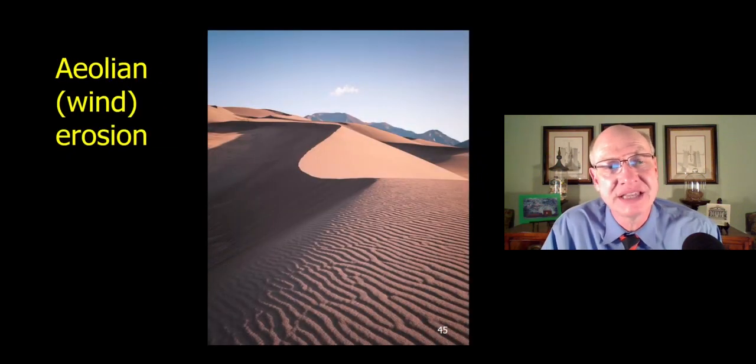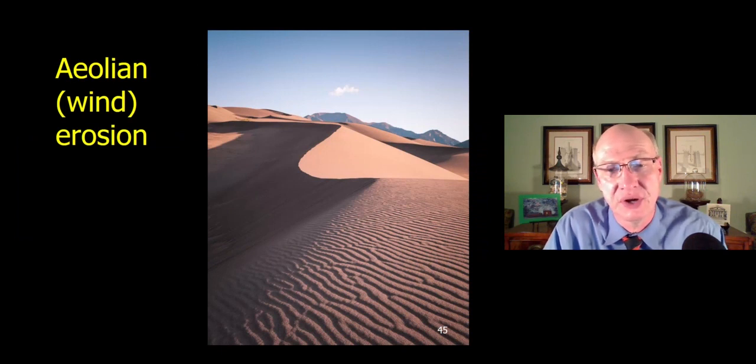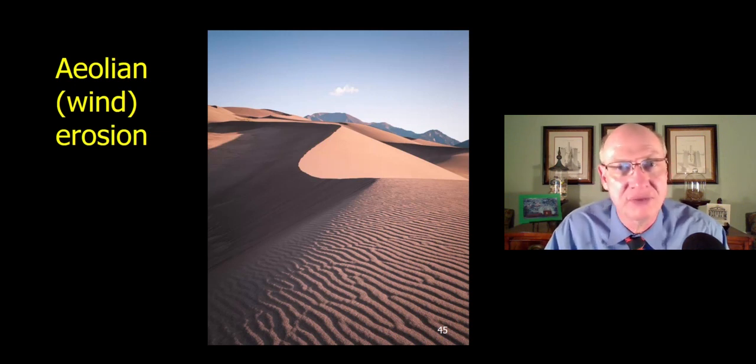A second process is wind erosion, or aeolian erosion, on the surface of the Earth. This is the Great Sand Dunes National Park in Colorado, a really spectacular place where you can see the tallest sand dunes in North America, a place where wind has clearly been eroding rocks and blowing for a long period of time.